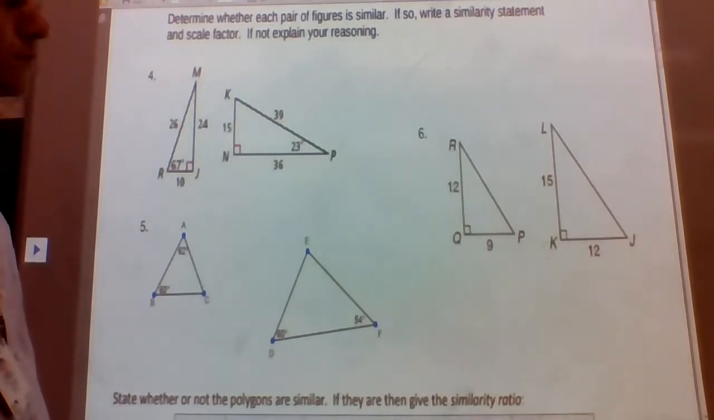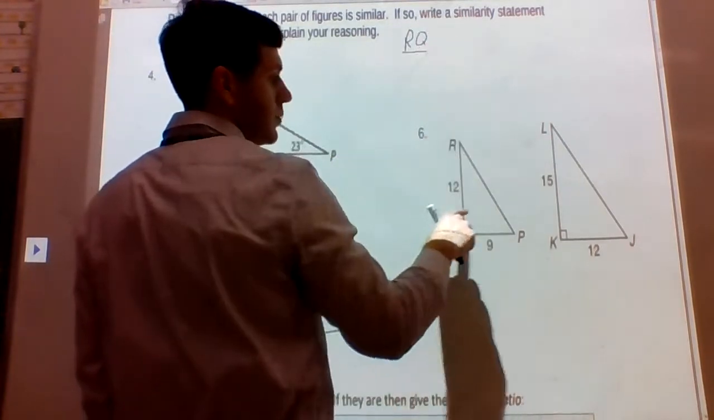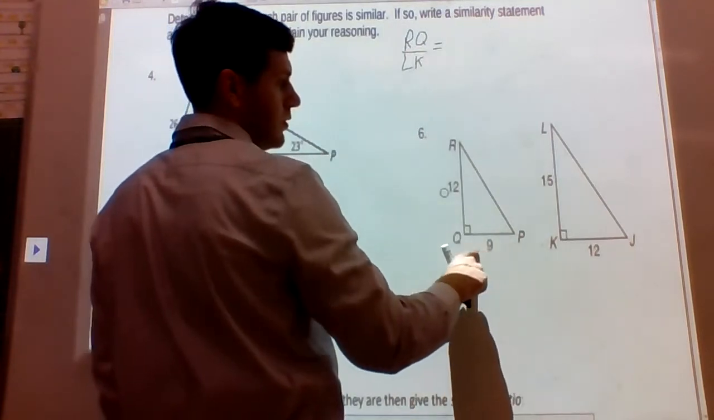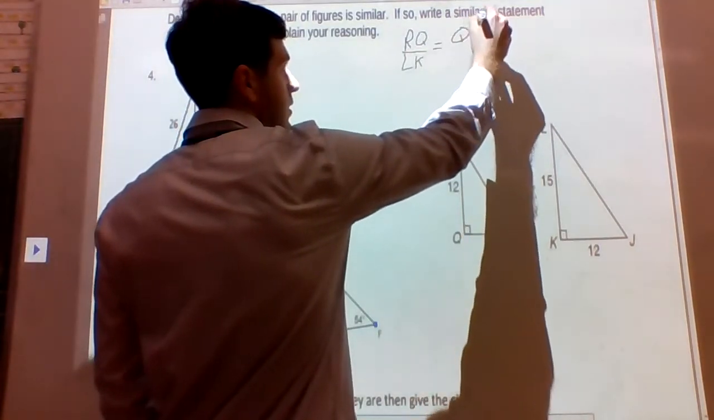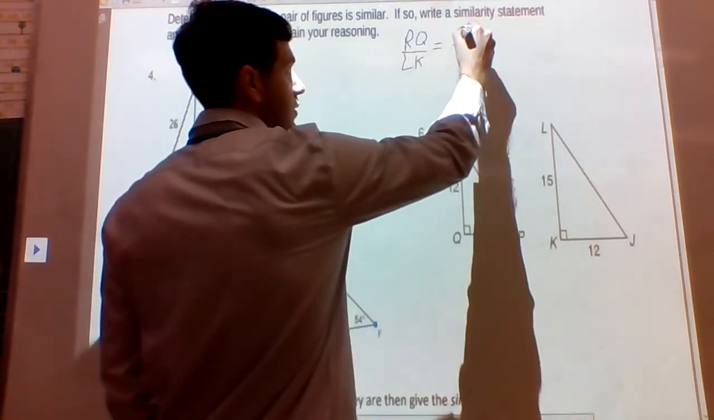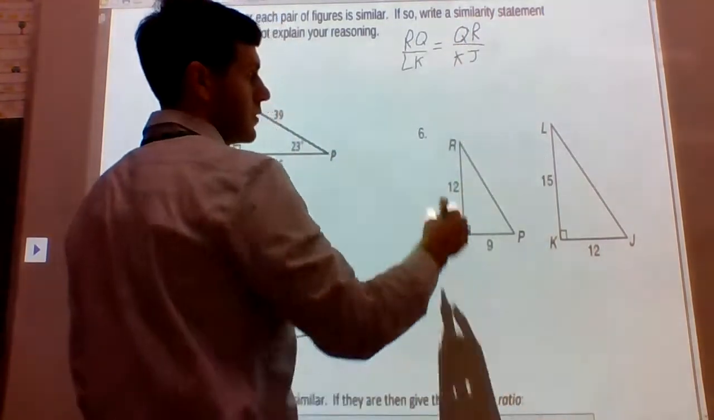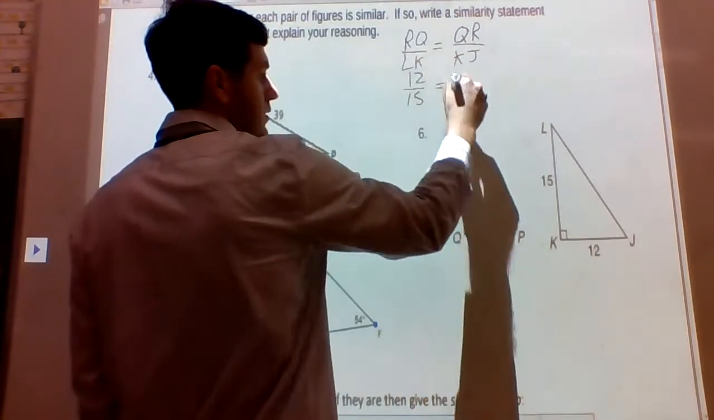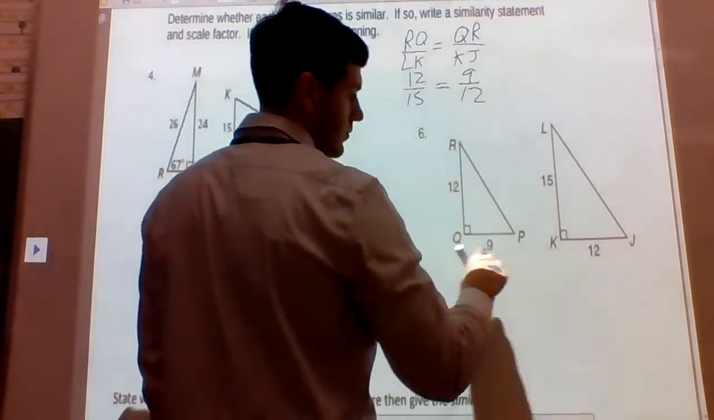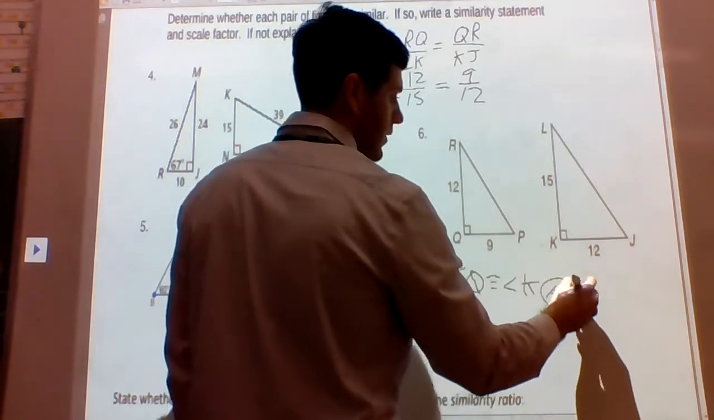All right. Number 6. So RQ is going to correspond with LK, and then QP is going to correspond with KJ. Okay, so that's going to give us 12 over 15 and 9 over 12. Notice we did have 2 angles here. Angle Q was congruent to angle K. So we had one pair of angles.